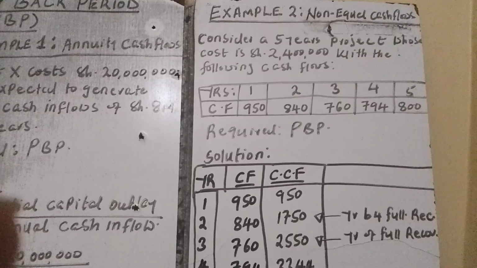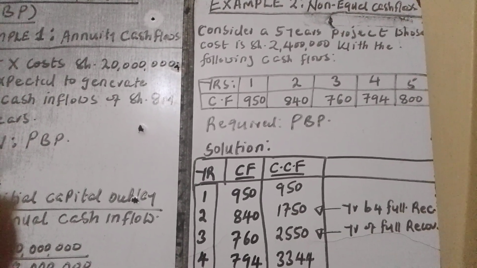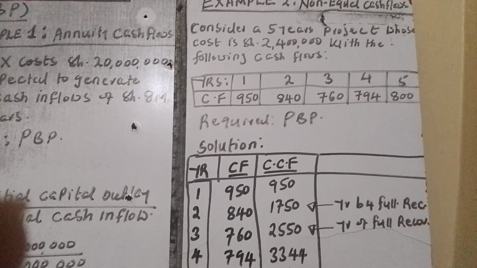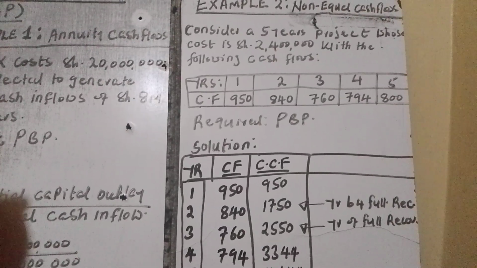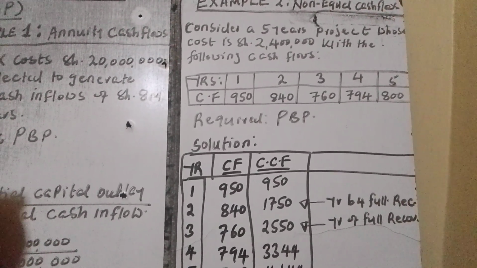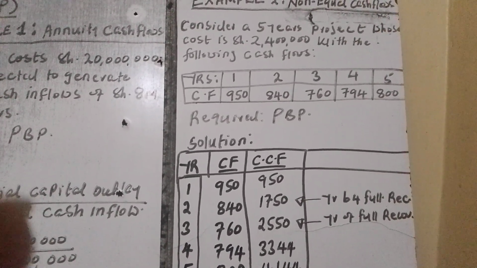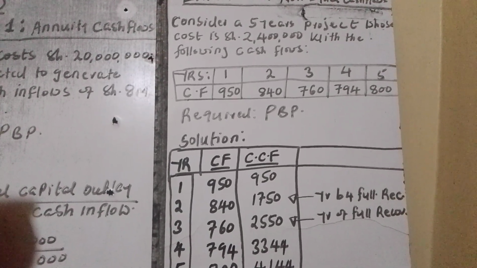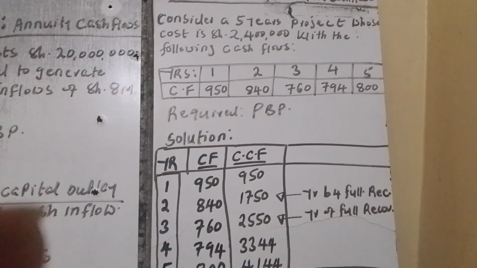Let's have an example. Consider a 5 years project whose cost is shillings 2,400,000 with the following cash flows. You have year 1, 2, 3, 4, 5. There are 5 years. The cash flows are in terms of thousands; you have omitted 3 zeros there. So cash flow for year 1, this project will generate 950,000.